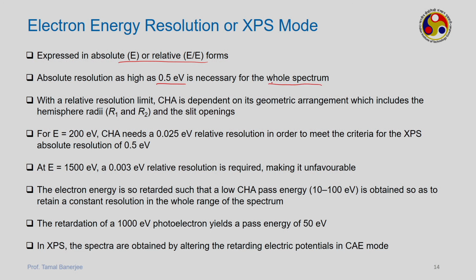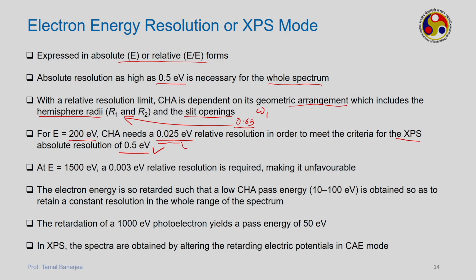This resolution is dependent on the geometric arrangement, which includes the hemisphere radii and the slit opening. As I already told you, it will depend upon W1, and we had that factor 0.63 in the earlier slide. This also depends upon R1 and R2. So, it means it depends upon the geometric arrangement. For example, for a particular energy of E equal to 200 eV, a CHA needs a 0.025 relative resolution in order to meet the criteria for XPS resolution. In XPS, you need a resolution of 0.5. For a resolution of 0.5 in the actual spectra, you need a relative resolution of 0.025.